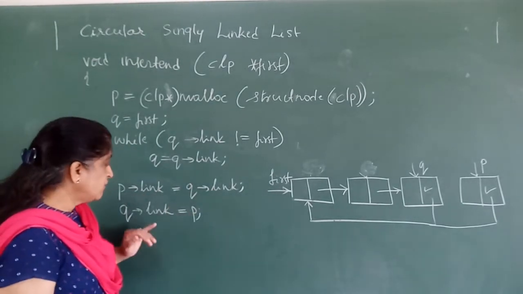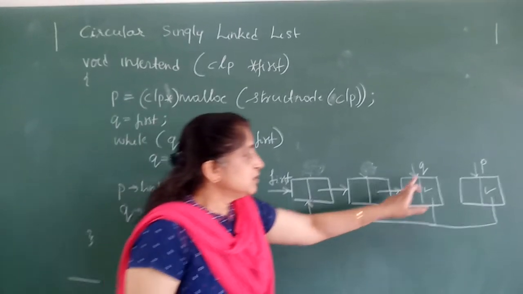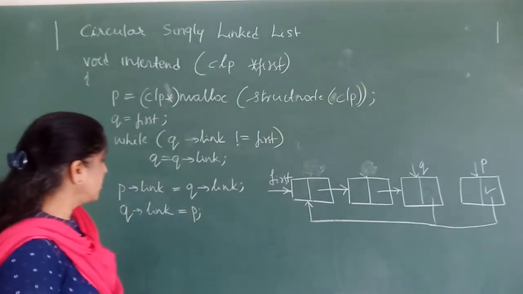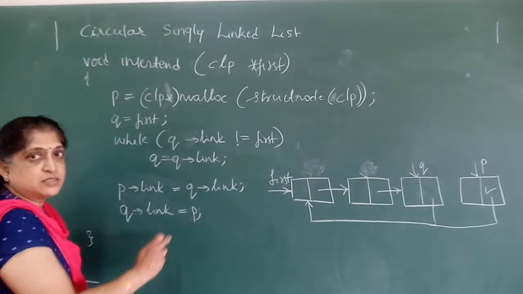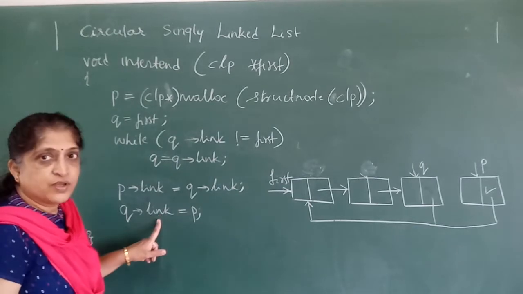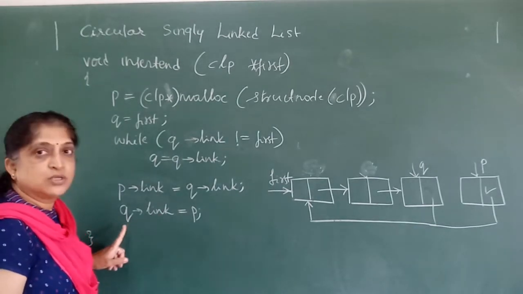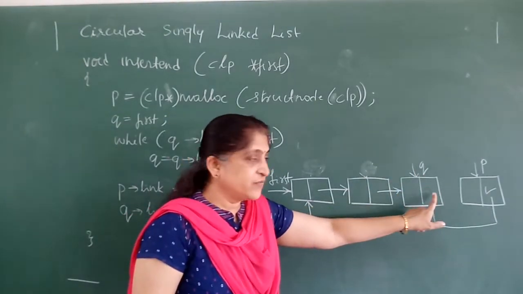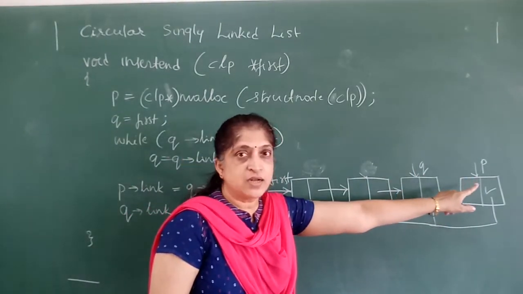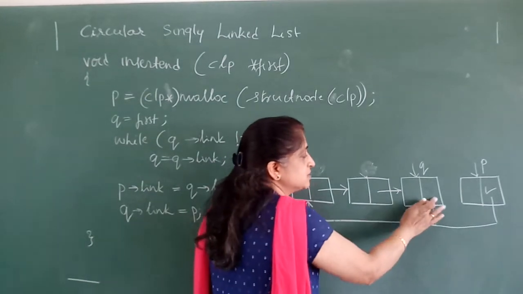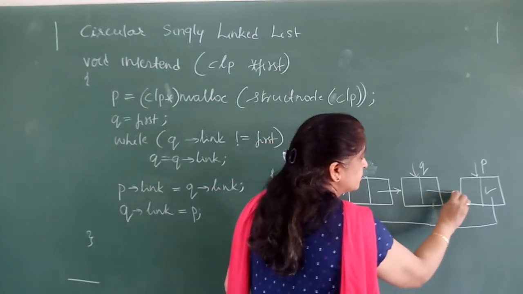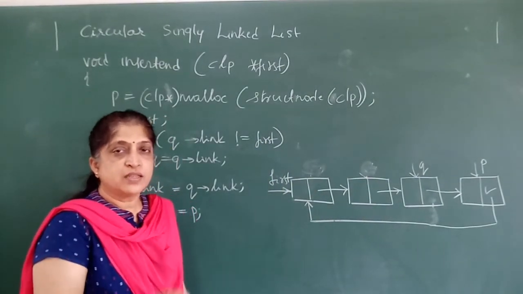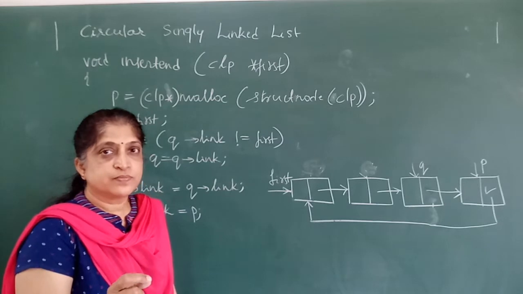Then I have to make this node point to the new node. So how do I do that? I do that by writing Q link is equal to P. That is, write in the link field of the node to which Q is pointing. Q is pointing to this node, and in its link field I am copying this address P. So now what happens is it will start pointing to the new node. We have inserted a node at the end successfully.